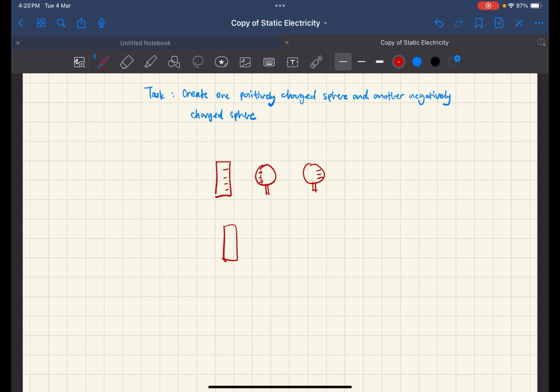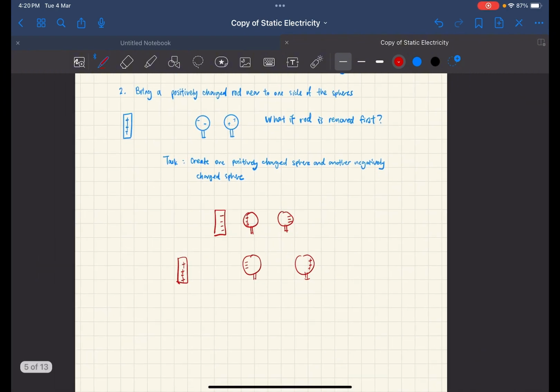So you can use a positive rod as well. It will just be the opposite. So when you use a positive rod like this one, you will have negative charges moving to the left, and then positive charges staying on the right. And then you remove this positive rod, separate the spheres, and then you will have one positive and one negative charge.